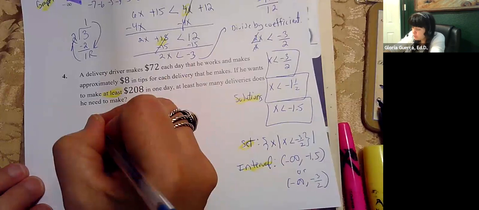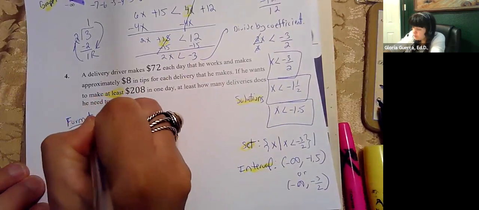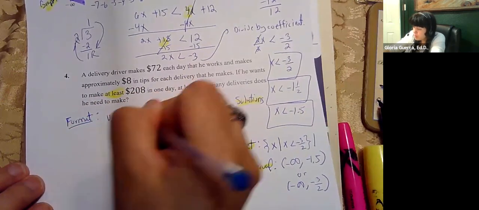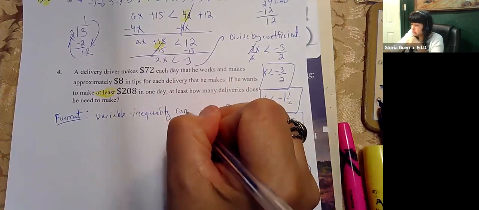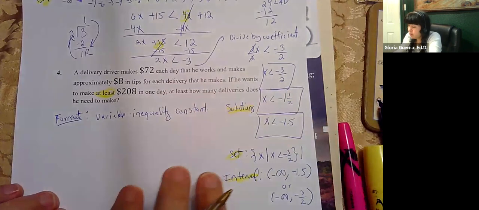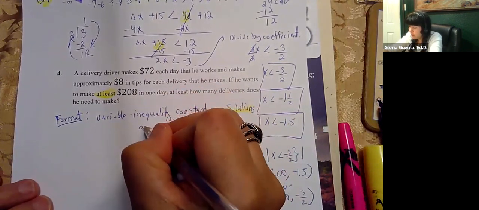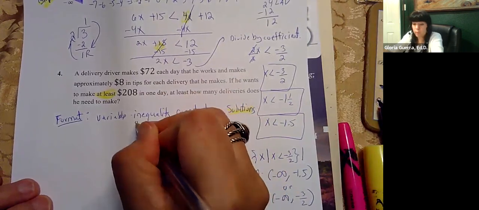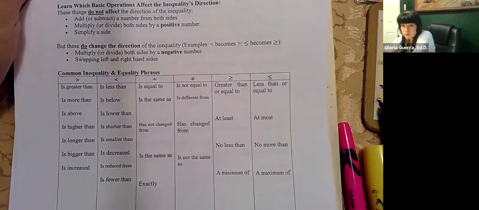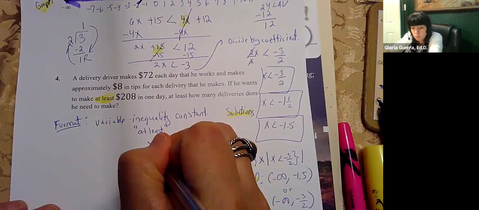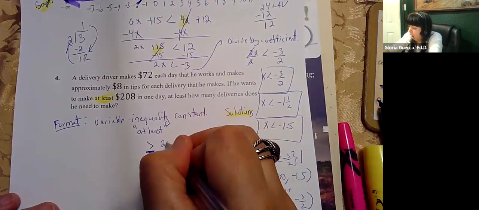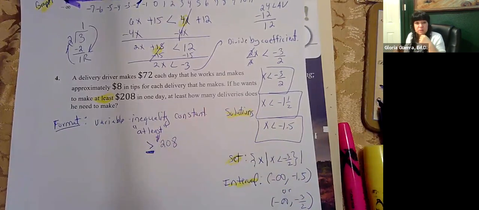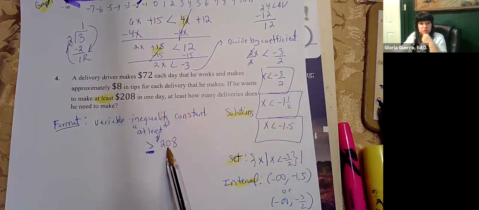Okay, so let me do this first. So the format for these is you want to have the variable and then the inequality and then the constant. So for us, the inequality is the vocabulary at least. And we get that at least here, which is this symbol right here. At least 208. Okay, so there's your constant. See, at least 208. There's your constant.